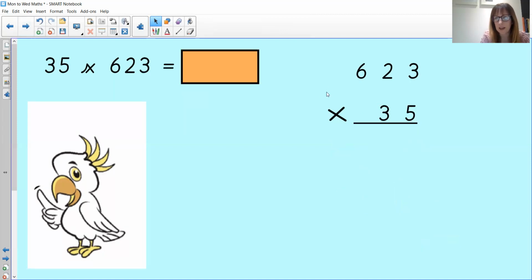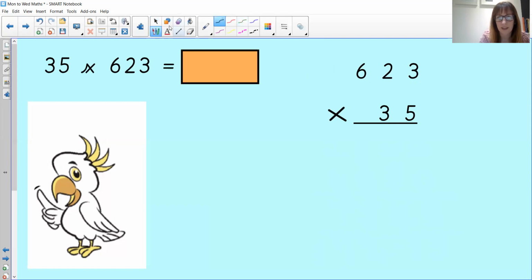So what I want you to do this time is pause me here and have a go at this one. Oh, actually, have you noticed there's a difference here? It's 35 times 623. But because multiplication is commutative, which means you can multiply in any order and have the same answer, I've put the 623 at the top and 35 at the bottom, because it's easier to multiply by a 2-digit number than a 3-digit number. All right, so pause me here and have a go at this one before I go through it. Okay, off you go.